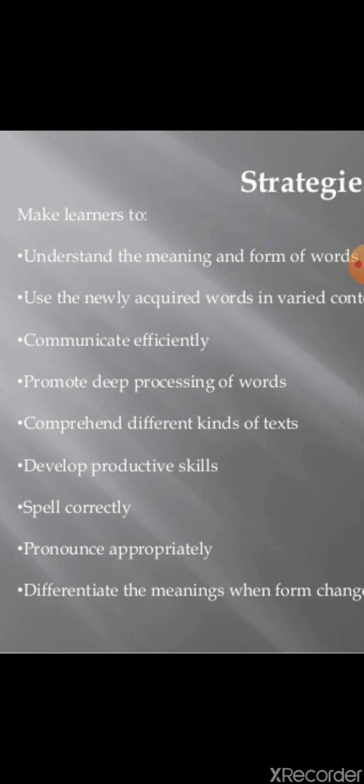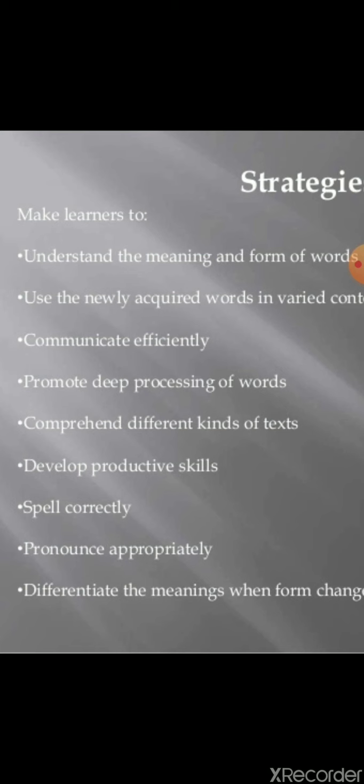Comprehend different kinds of text. Whatever text you are getting, whether in para-jumble, comprehension, antonym, synonym, you need to comprehend the text. Develop productive skills. Spell correctly. Very important, when you spell correctly, you will find the roots, prefix, suffix very fast. Pronounce appropriately. Very important again, when you pronounce. Now, for example, preposition. Preposition.